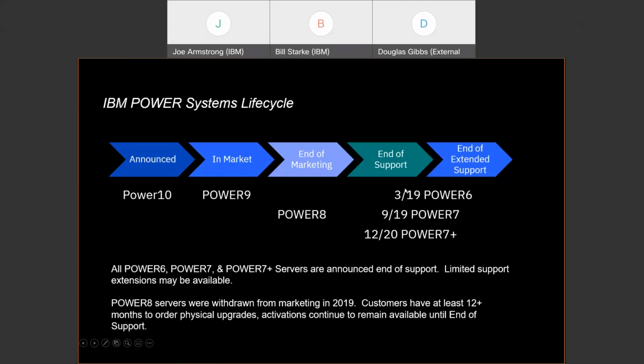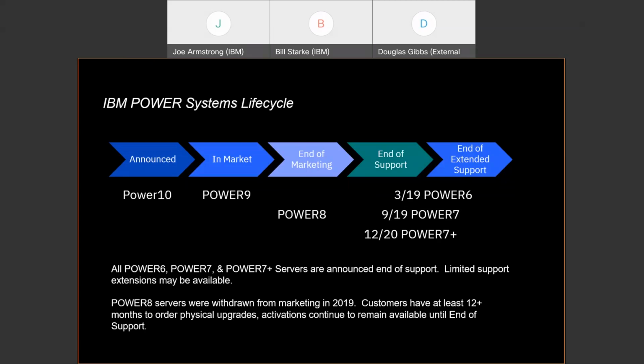Power6, Power7, and Power7 Plus are all there. Power7 went end of support in 2019, and Power7 Plus systems all went end of support last year. Even though they're end of support, you can usually get some extended support. It's limited based on best availability of parts. We're not making parts anymore, and if we run out of parts, we certainly can't support them. So the extended support has some caveats on it.